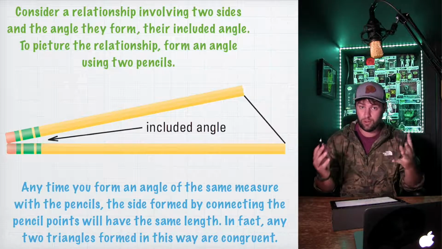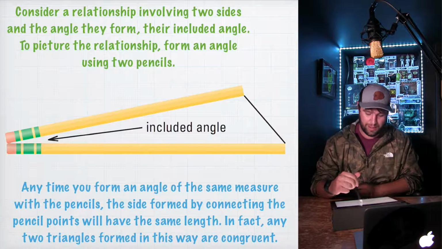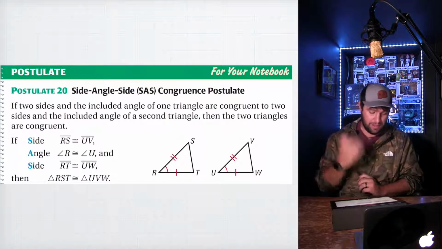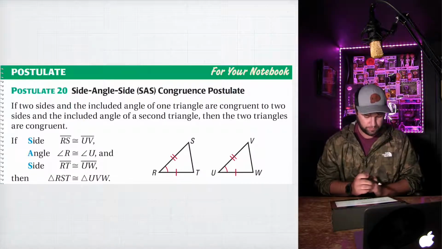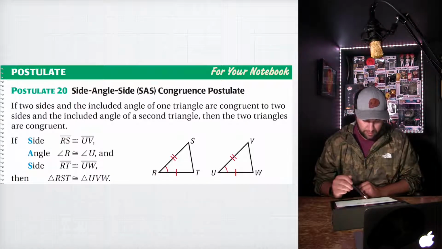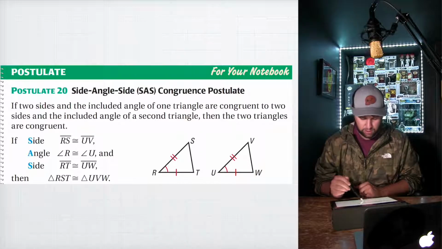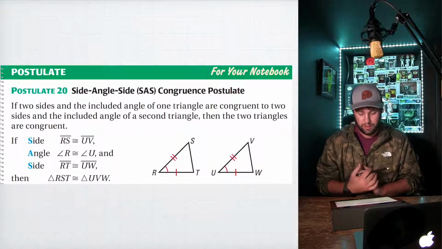So if you have four pencils that are all the same length and they form the same angle, it would form two congruent triangles if you were to draw an imaginary line between them. And we'll learn that in postulate 20, the side angle side congruence postulate. If two sides and the included angle of one triangle are congruent to two sides and the included angle of the second triangle, then the two triangles are congruent. So if side RS is congruent to UV and angle R is congruent to angle U and side RT is congruent to UW, you could say that the two triangles are congruent using the side angle side congruence postulate.